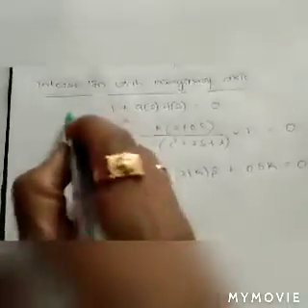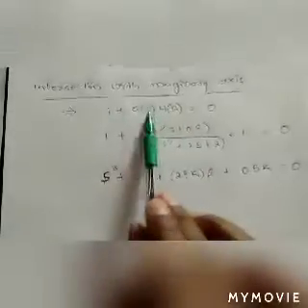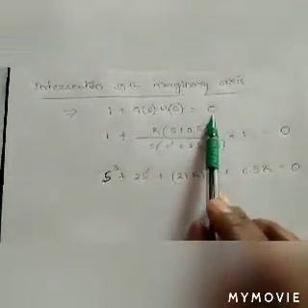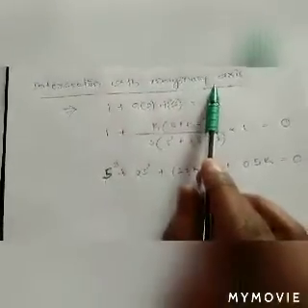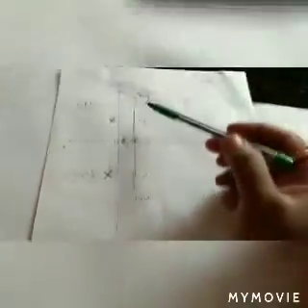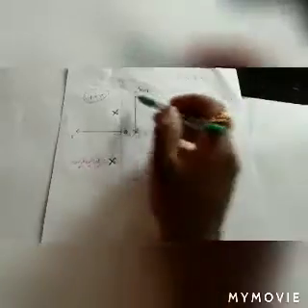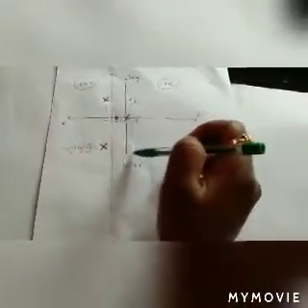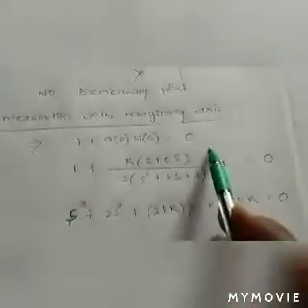Okay. So next step is intersection with imaginary axis. For this we have one formula, 1 plus G(s) H(s) equals 0. So intersection with imaginary axis means that in the imaginary axis there will be an intersection. So 1 plus G(s) H(s) equals 0.